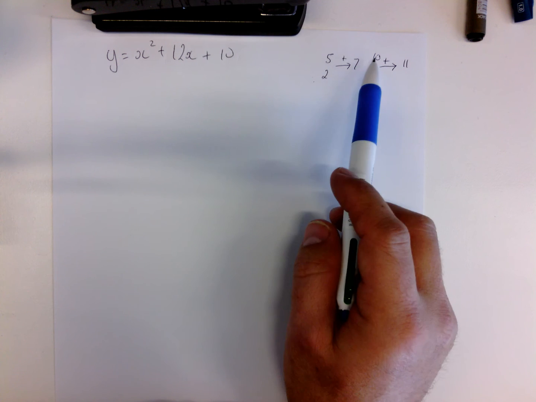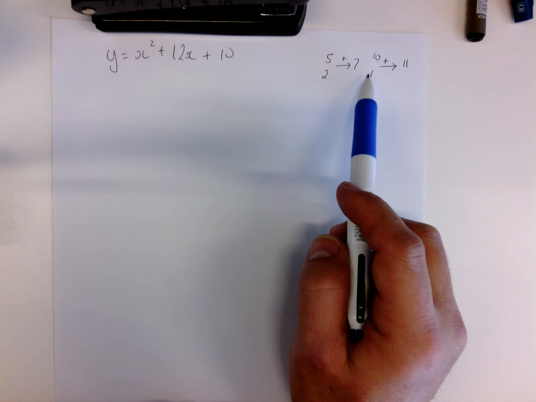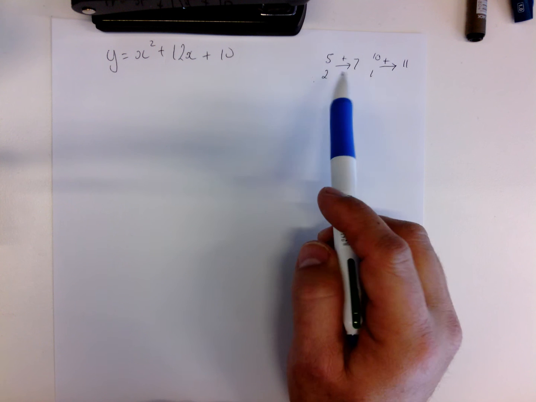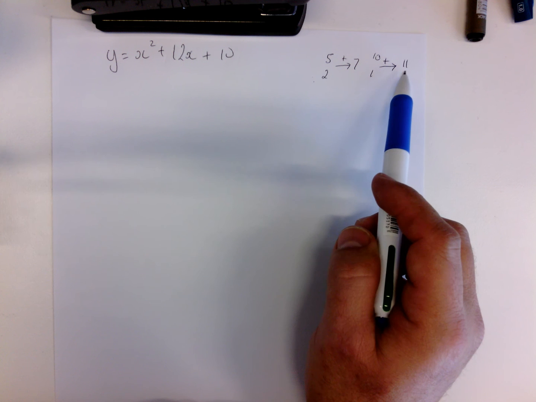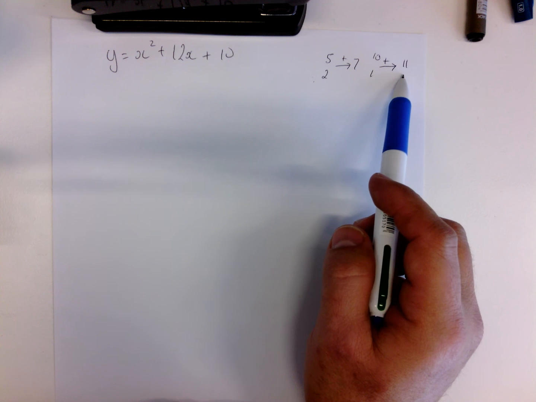When we try 10 and 1, we do get 10, but when we add them, we only get 11. So we can't use the cross technique to factorise. So we need to try a new technique called completing the square.